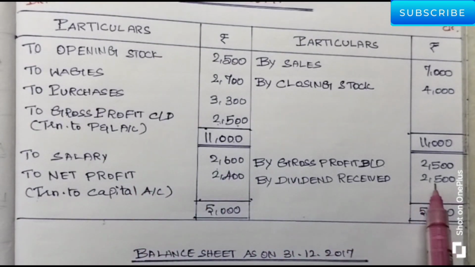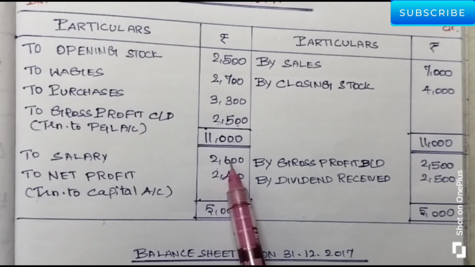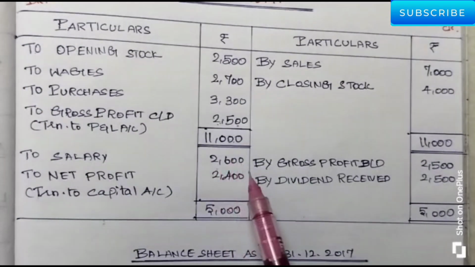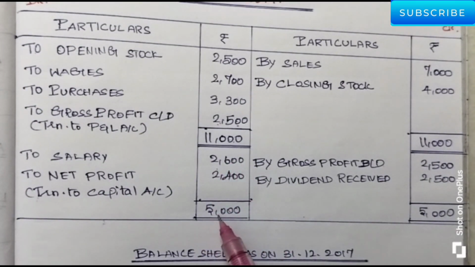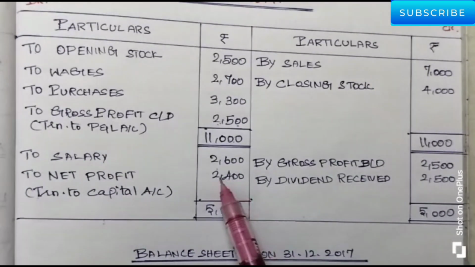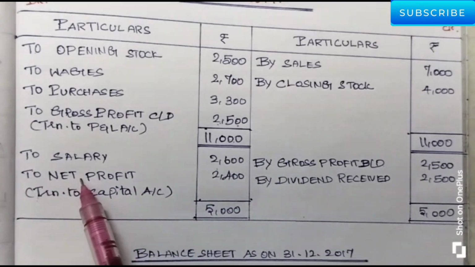Okay, so 5000 we have to consider as the total. The total you have to enter on both debit and credit side horizontally on the same line. Then go to the lesser side, that means debit side. How much rupees? 2600 rupees. So we have to find out the difference. You have to subtract 2600 from the total amount of 5000. You will get 2400 rupees. So against the 2400 you have to write "To net profit".